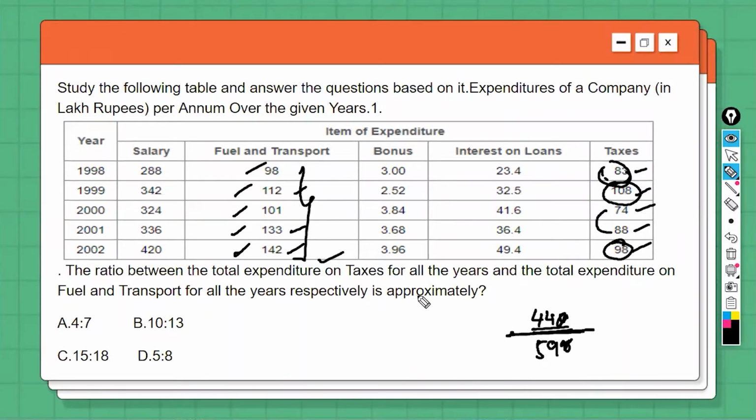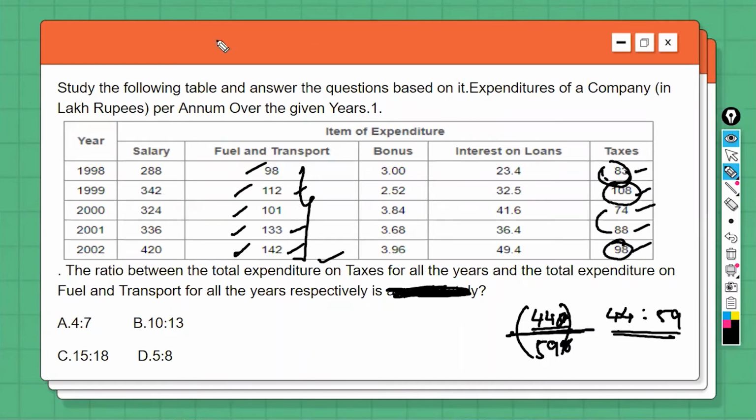If the word approximately is not there, the answer is very easy. The answer is like 44:59. But since approximately is given, and the numbers are huge, you will not be able to find the exact value. Then it is a little bit complicated. So what you are supposed to do is find the mathematical value of this one. I'll just tell you two techniques.